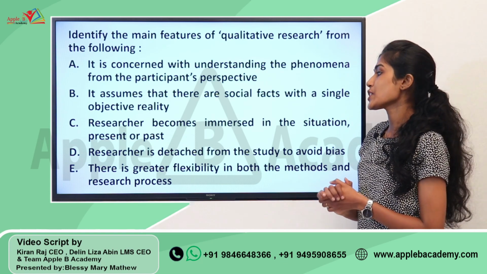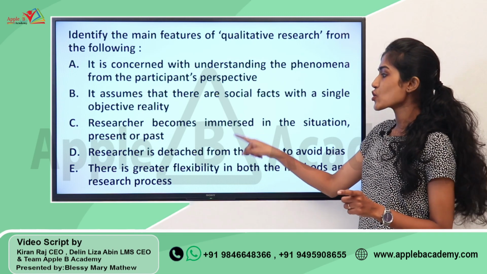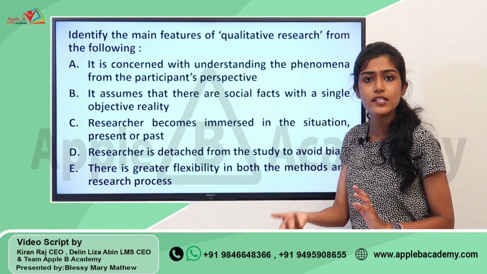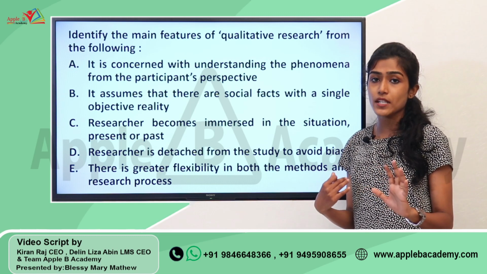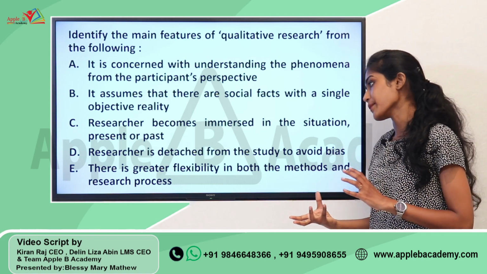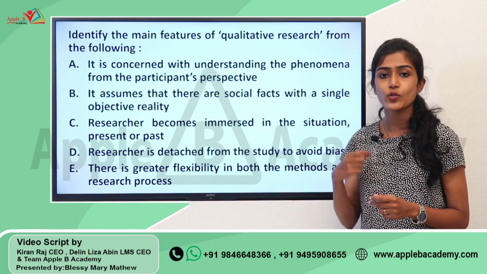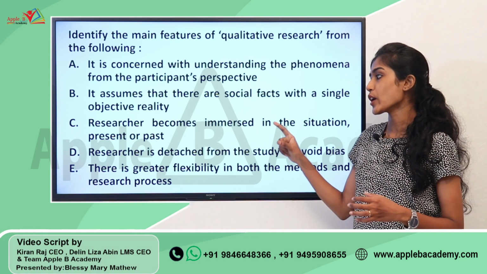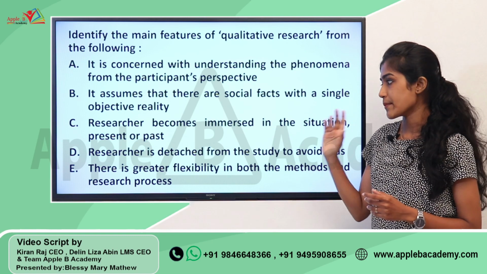Coming to the next option, researcher is detached from the study to avoid bias. That is wrong. These two options are actually contradictory ideas. C says the researcher has to be immersed in the situation, and D says the researcher has to be detached from the study or the situation in order to avoid bias. So basically, C is the right option that can be associated with qualitative research, because the researcher has to be a part of the situation, not being detached from the study or the situation. So D can be eliminated.